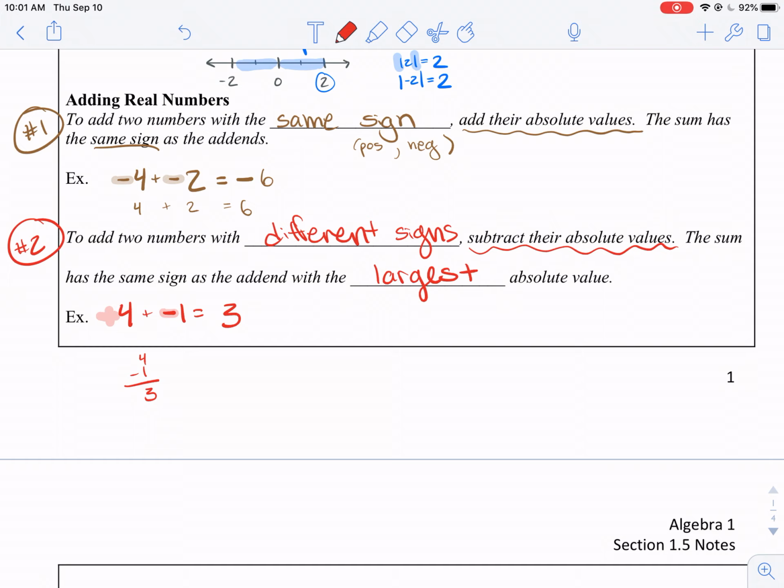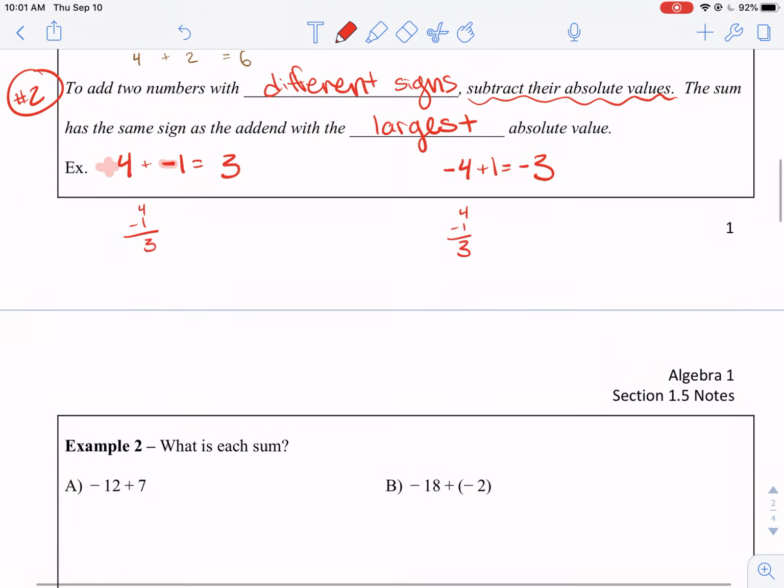If, however, we had a different example, let's say we had -4 plus 1. We still subtract because they have different signs. So we have 4 minus 1 is 3, so our answer will be a 3. But this time, because 4 is bigger than 1, it's going to be negative. So this gives us a -3.